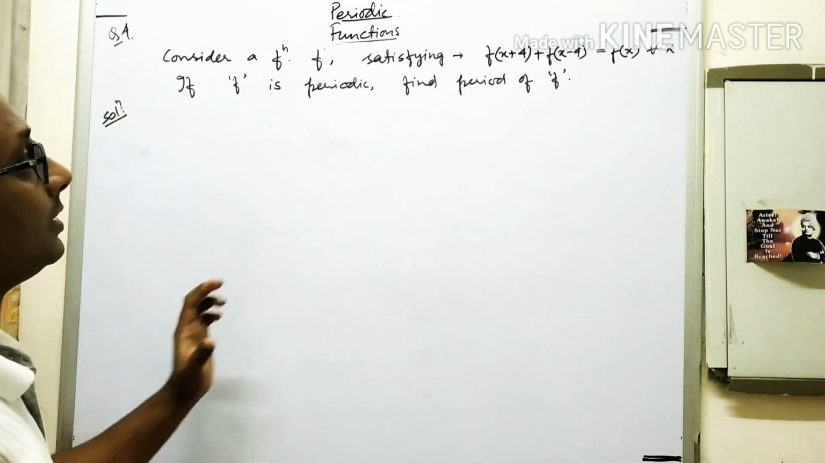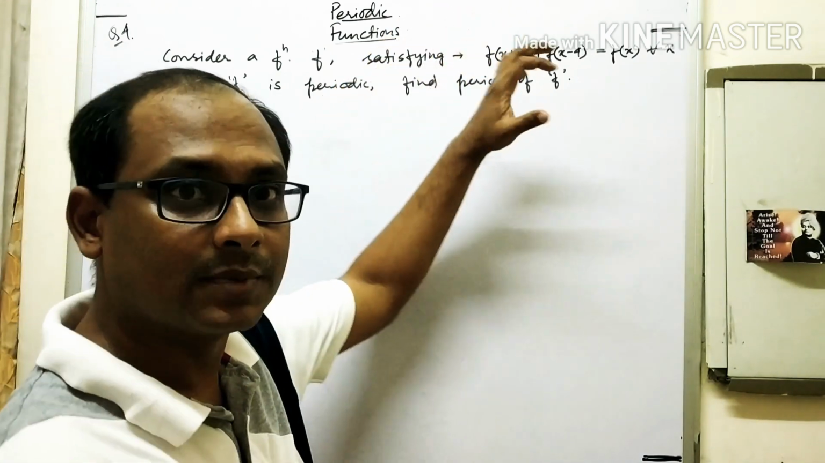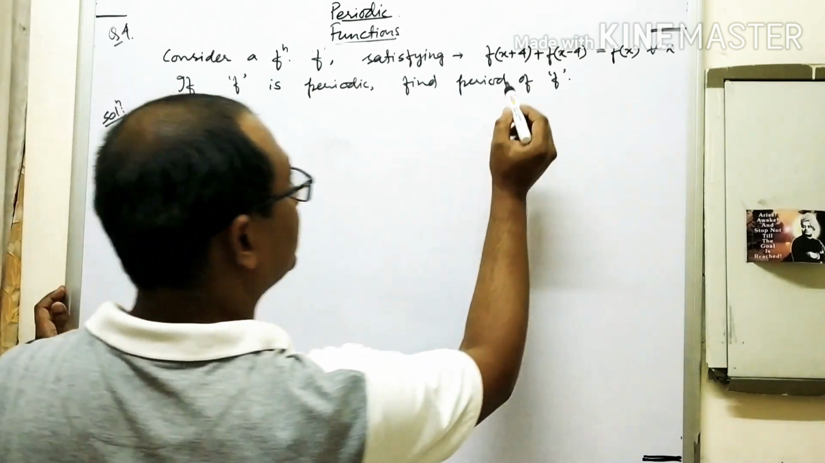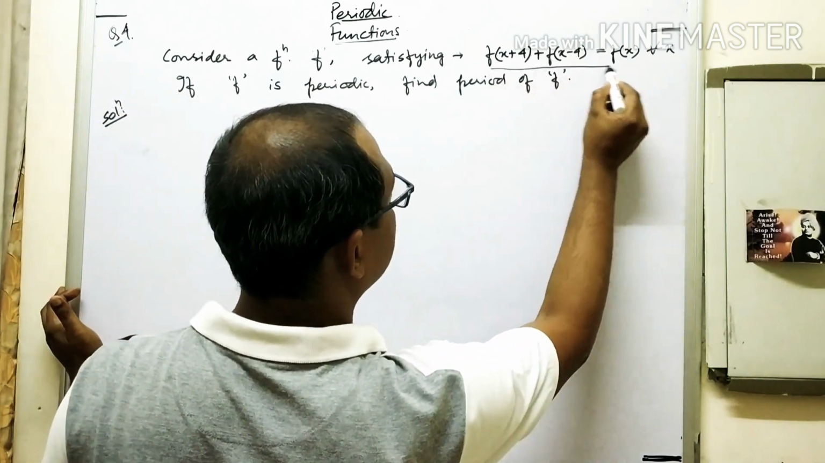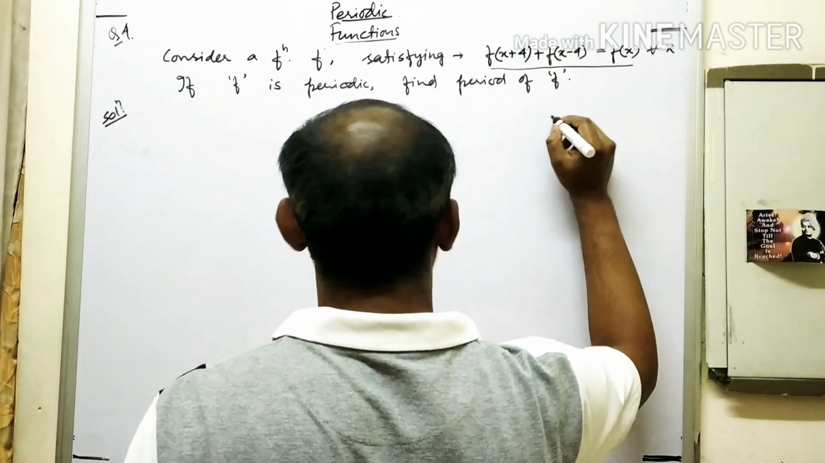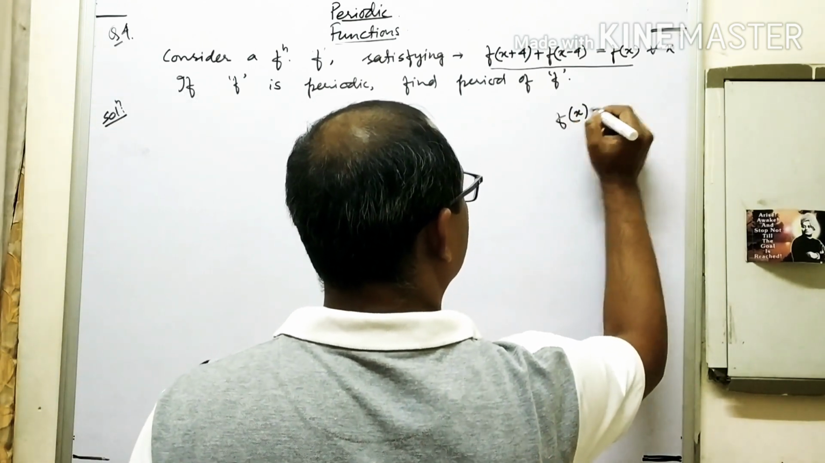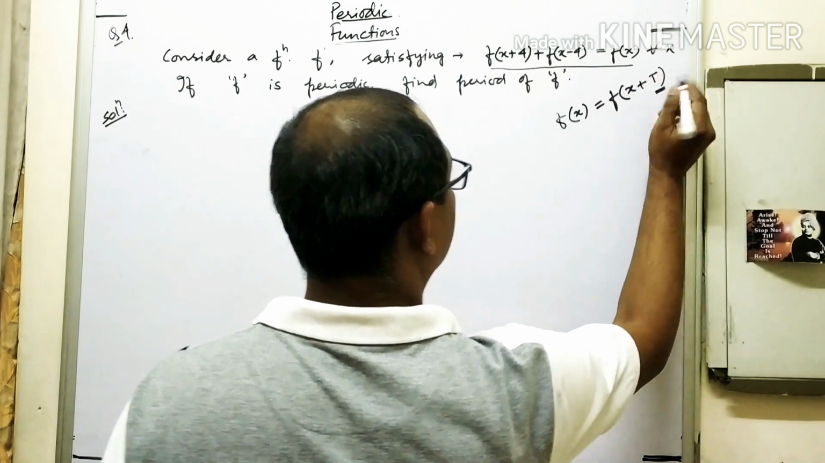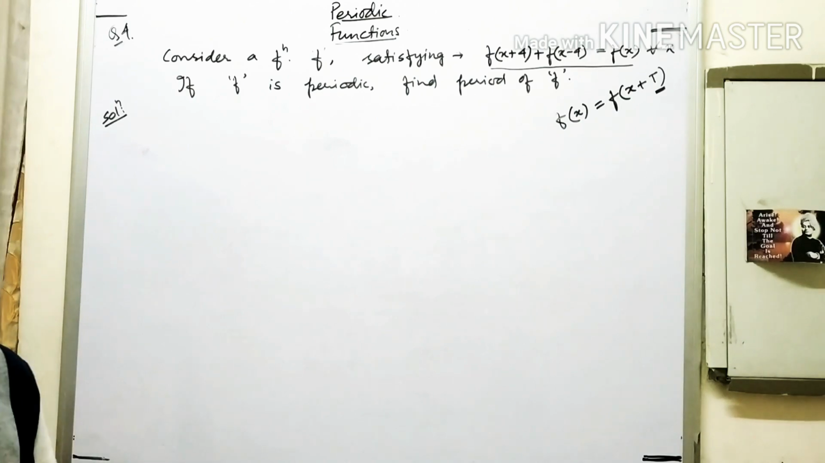So again, this is a kind of question just like the previous ones. We have to find a suitable substitution for x, and then work on it, and our aim should be to get something like this: f of x would be equal to f of x plus t, so that we can declare t to be the period.